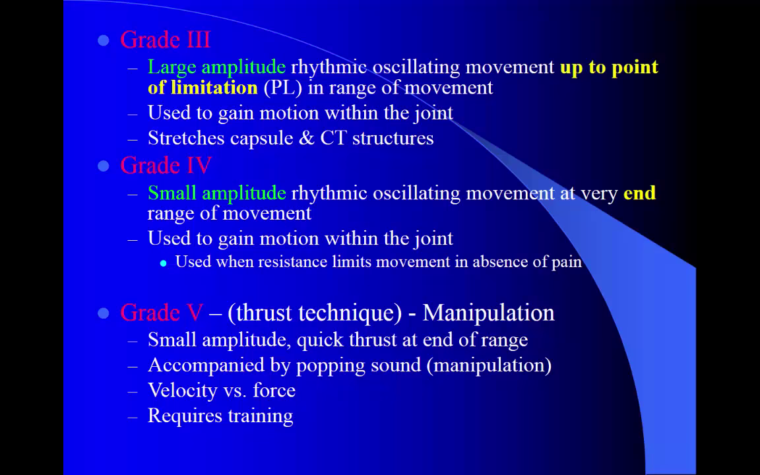Grades 3 and 4 mobilizations are primarily used to increase motion. Stiff or hypomobile joints should be treated 3 to 4 times a week, and treatment should alternate with active motion exercises. A grade 5 mobilization is also known as a thrust technique and is considered a manipulation.